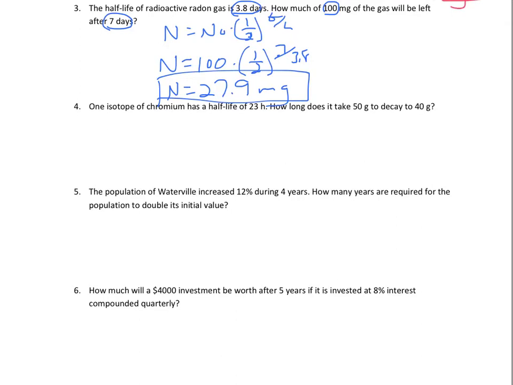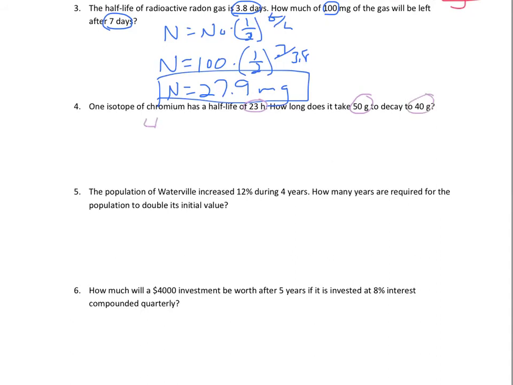Okay, number 4. We're in another half-life problem. We're going to use the exact same formula. I'm not going to rewrite it, since you can see it still. See what they give us. They give us the half-life. They give us 50 grams. We're decaying, though, to 40 grams, so we need to solve for t in this one.